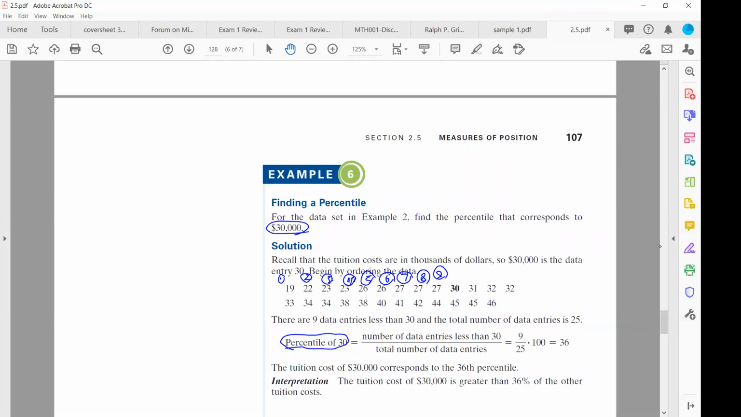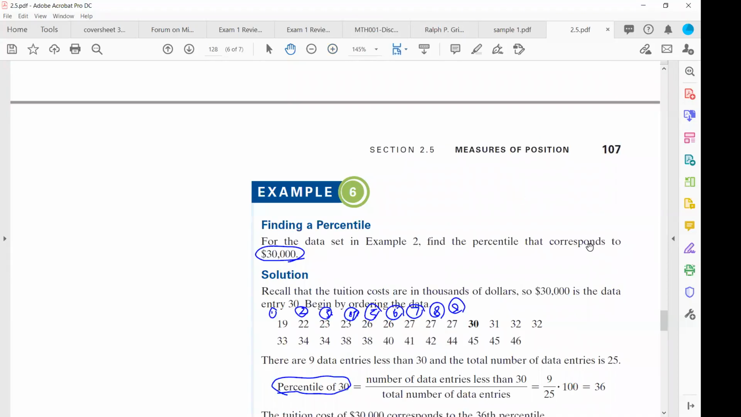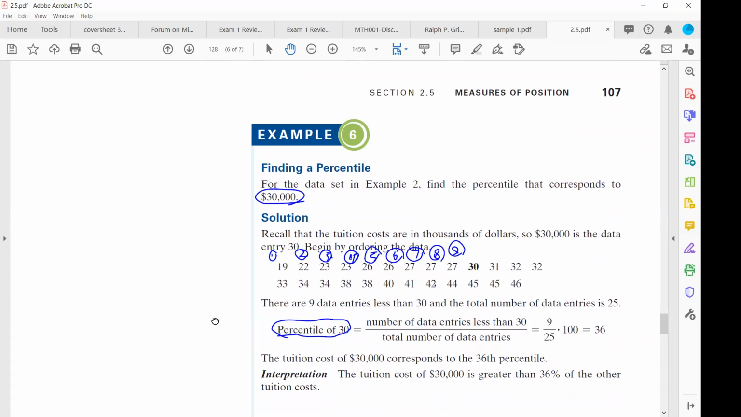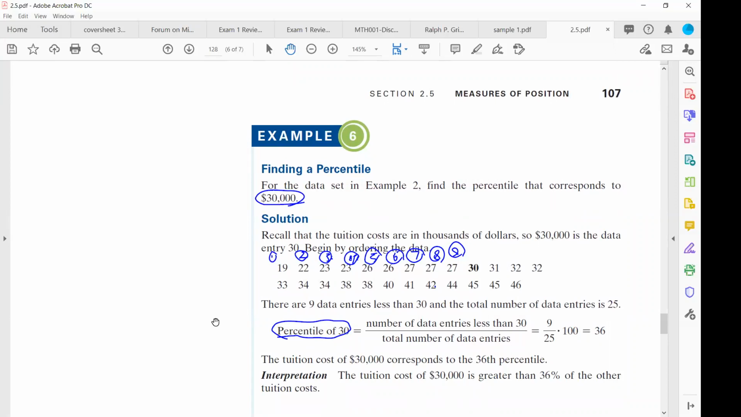So 9 goes on the numerator. How many data do I have in total? 10, 11, 12, 13, 14, 15, 16, 17, 18, 19, 20, 21, 22, 23, 24, and 25 goes on the denominator. Then I multiply the outcome by 100 and I get 36%. So 36% of the data are below 30.